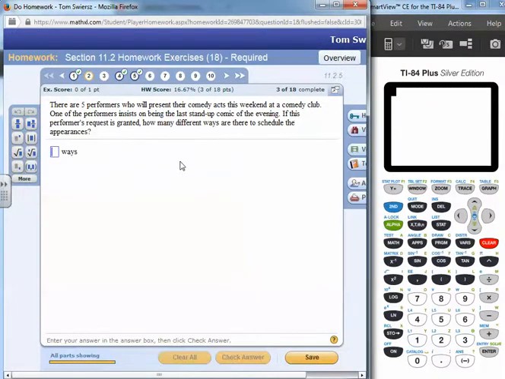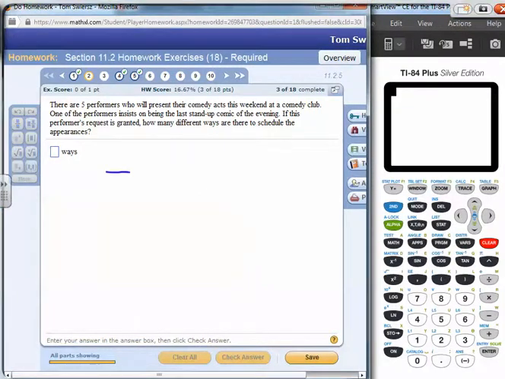Number 2: there are 5 performers who will present their comedy act this weekend at a comedy club. So we'll do 5 positions, 5 performers. One of the performers insists on being last, so there's one choice for being last. If this performer's request is granted, how many different ways are there to schedule the appearances?